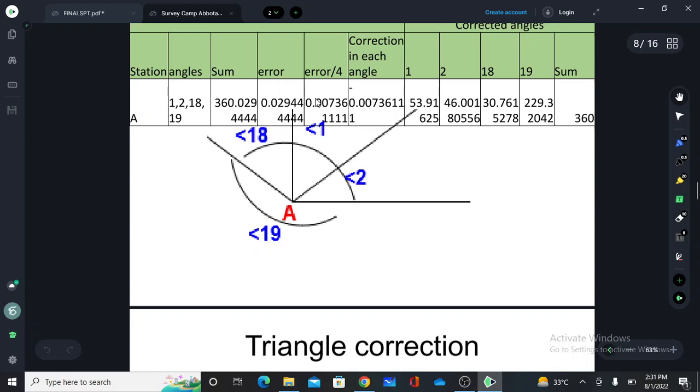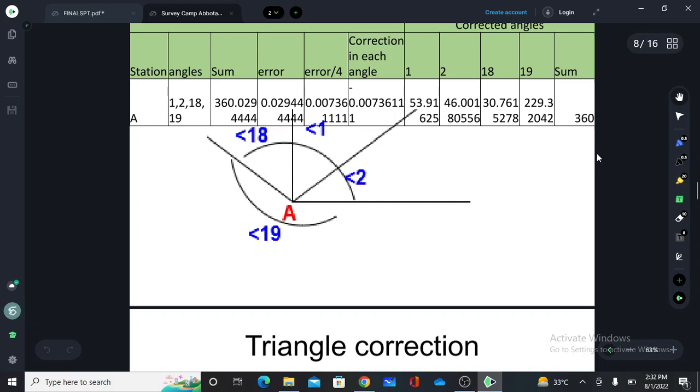Now we divide the error equally in all the 4 angles. Because the value was more than 360, we will subtract the correction in each angle. Error divided by 4 is this value, and we will subtract 0.0073611 from each angle, and we will get the values for angles 1, 2, 18, 19, and once we add all the 4, the sum should be 360 degrees. So this is the station adjustment.